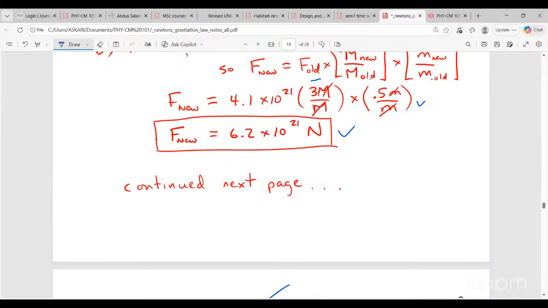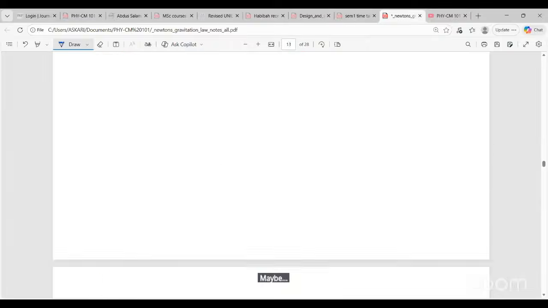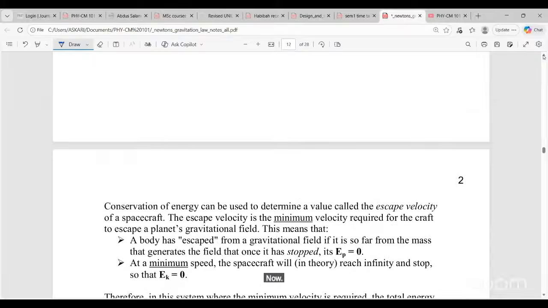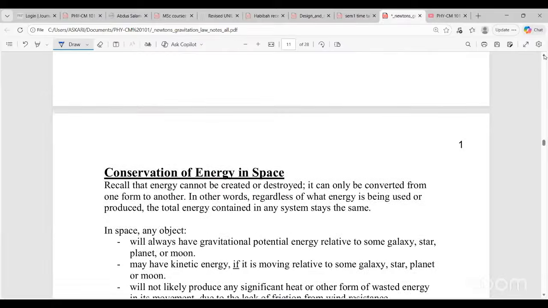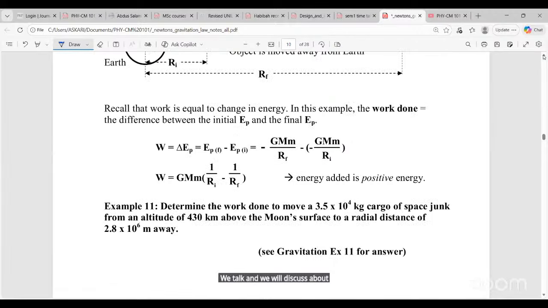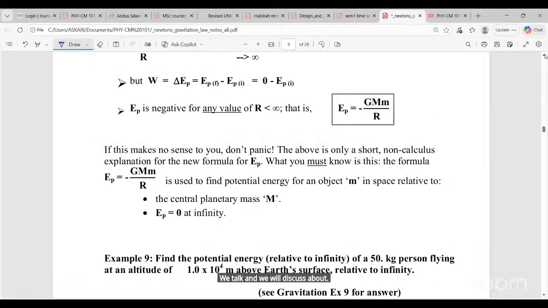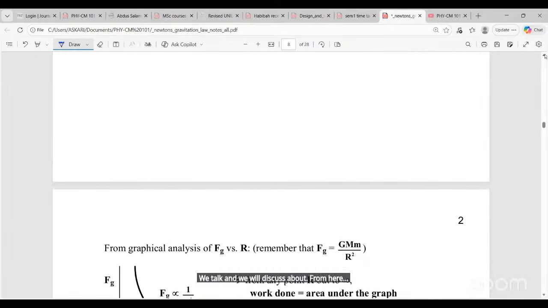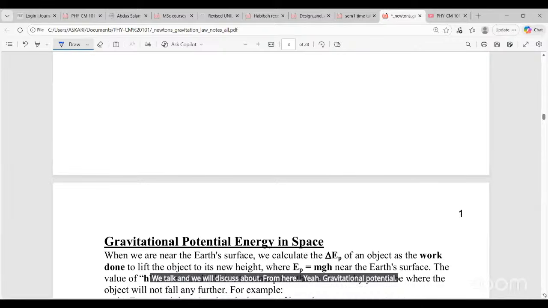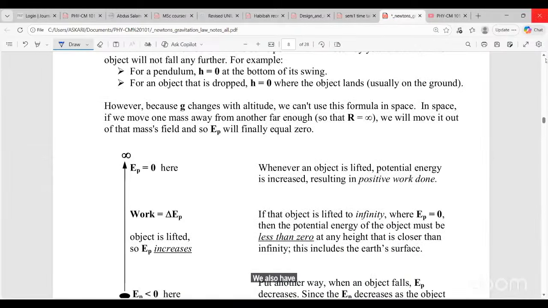Let me see. I think we are almost rounding up. Now, we will discuss from here, gravitational potential. We also have electric potential, gravitational potential.